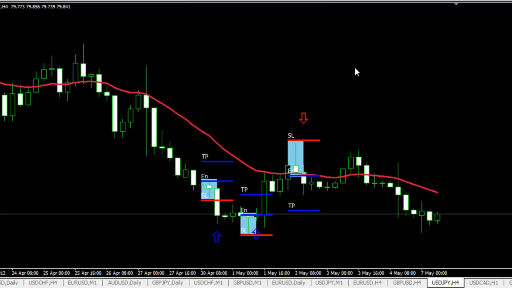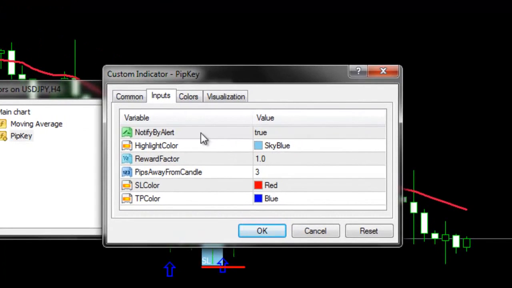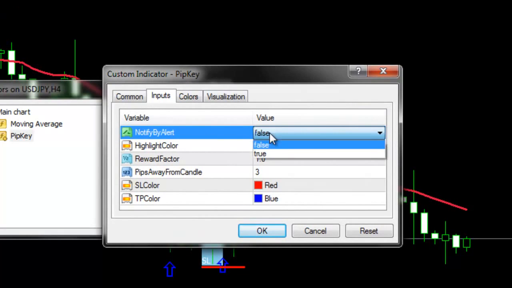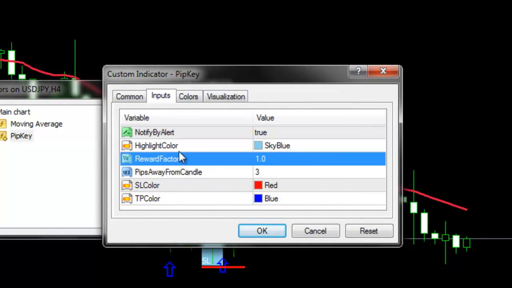Let me show you what the parameters for this indicator are. If you right click on the chart, go to the indicator list, click on PipKey, and click edit. You will see here, if you don't want an alert, set notify by alert to false. This is the highlight for the pin bar candlestick pattern. This is the reward factor. So if you set this to 1 to 2 risk reward factor, you will see that the take profit is twice as far as the stop loss.